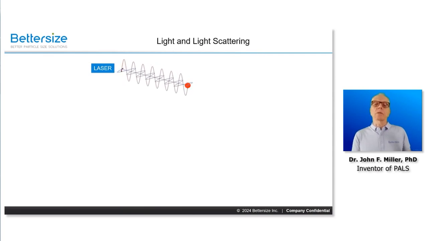Consider an electron positioned within this fluctuating electric field. The electron, which carries a negative charge, moves in response to these fluctuations. This movement or acceleration of the electron generates its own electric field. And according to physics, an oscillating electric charge creates both an electric and a magnetic field, thus producing another electromagnetic wave. This new wave propagates in all directions.